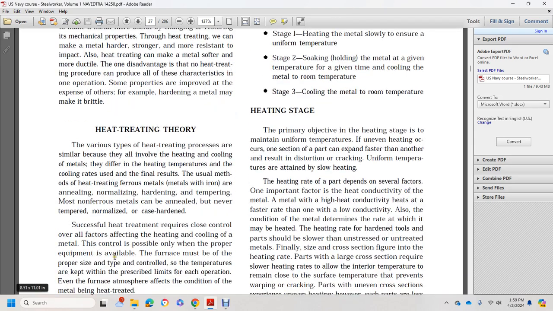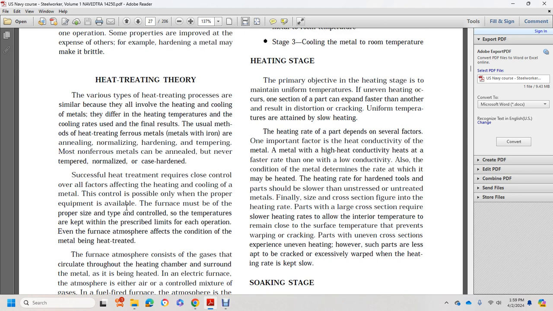Heat treating theory. The basic steps of the heat treating processes are similar because they involve the heating and cooling of the metal, with differences in the heating temperatures, the cooling rates, and the final result. The usual methods of heat treating ferrous metals, those with iron, are annealing, normalizing, hardening, and tempering. Non-ferrous metals can be annealed, normalized, or case hardened, but never tempered. Successful heat treatment requires close control over all factors affecting the heating and cooling of the metal. This control is possible only when the proper equipment is available.